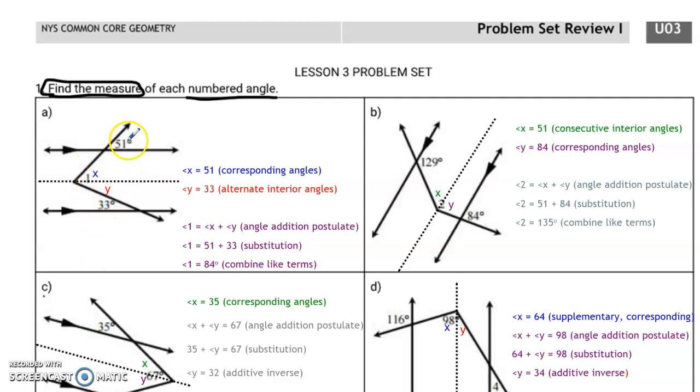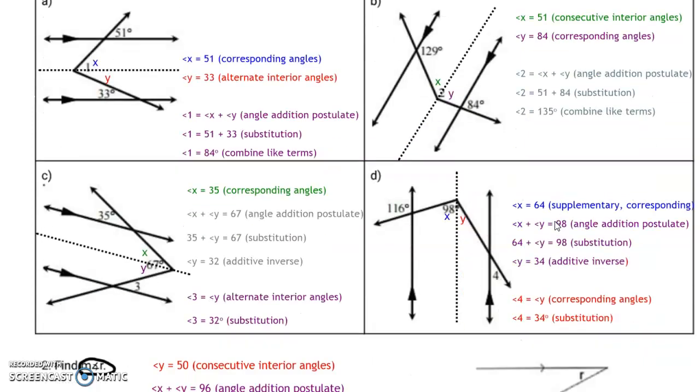So for example, this is 51 and this is 51, corresponding. This is 33, so this is 33, alternate interior. And then X and Y combined together gives me 84 degrees. Here, X is going to be equal to 51 because of consecutive interior. Y is going to be equal to 84 because of corresponding. And then I combine X and Y together to find the measure of angle 2, which is 135 degrees.